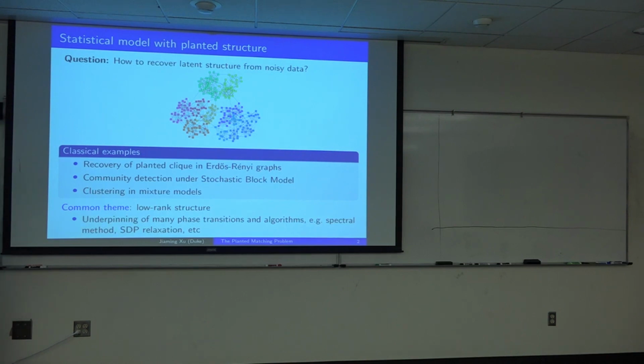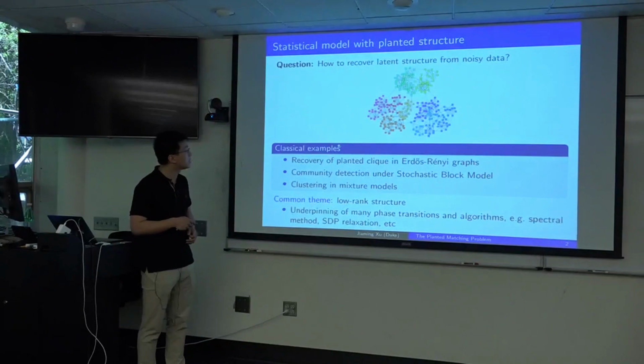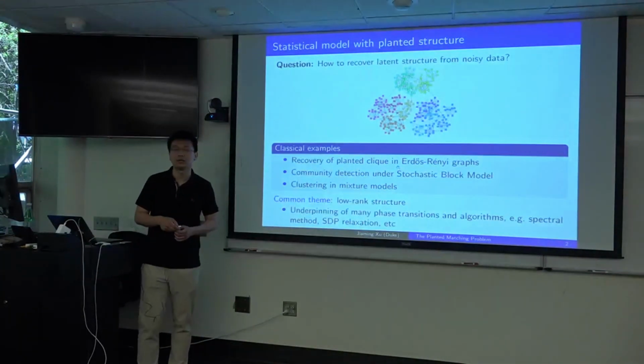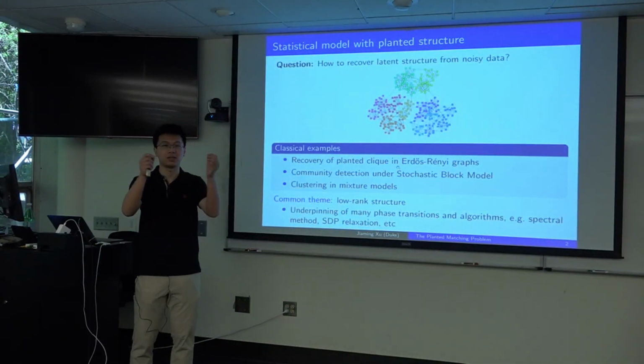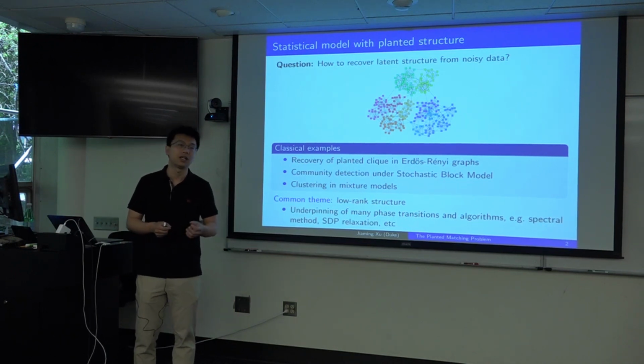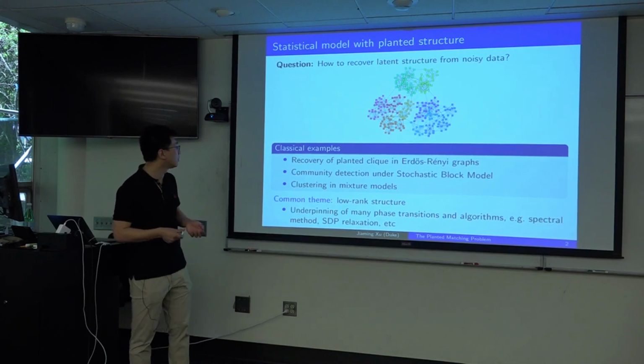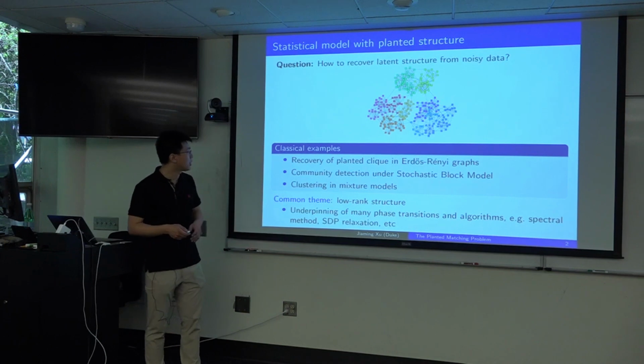There are some other classical examples. For example, you can consider the so-called planted clique problem, where you have a hidden clique embedded in some large random graph, say an Erdős–Rényi random graph, and your goal is to recover this hidden clique. The third example is the clustering problem in mixture models.